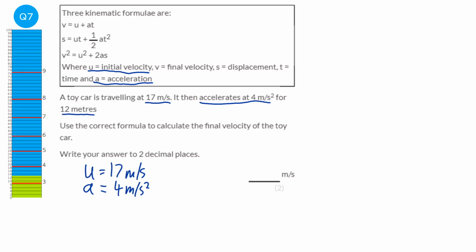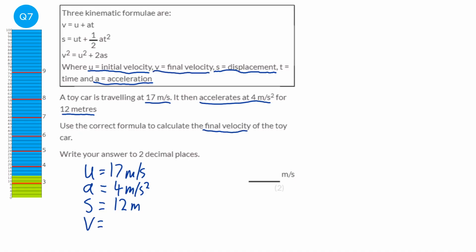Now, displacement just means distance as a vector. So we're going to use displacement. And we use the S to show displacement, just to be confusing. So displacement is always the confusing one. And we're asked to find the final velocity. Now the final velocity is shown with a V. So that's what we're looking for.